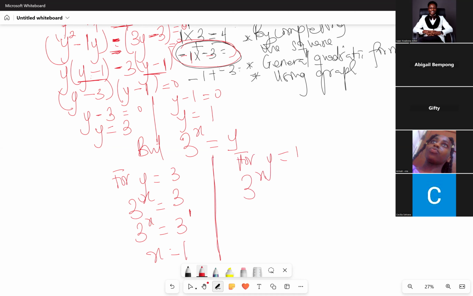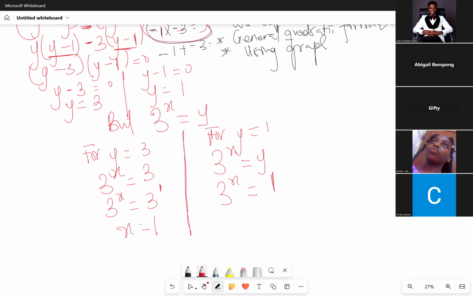3 exponent x, we said it should be equal to y. So it will be 3 exponent x is equal to what? 1. How do I find 1? There is a secret I taught you the other time. You remember I said any number raised to the power 0 is equal to what? 1.